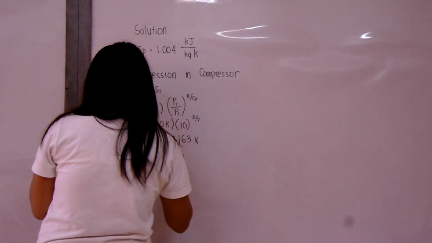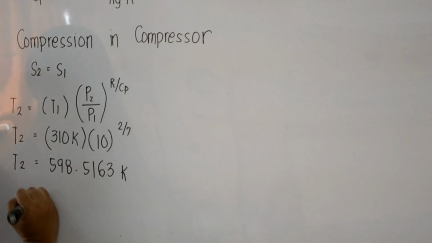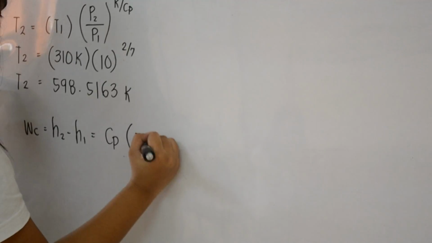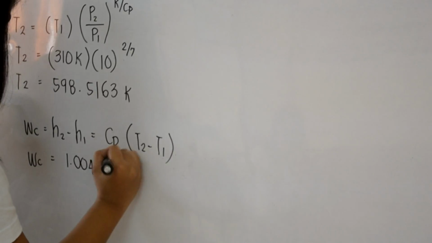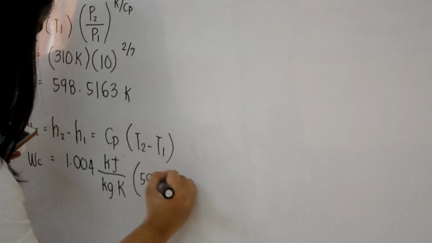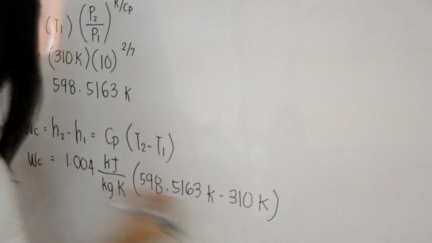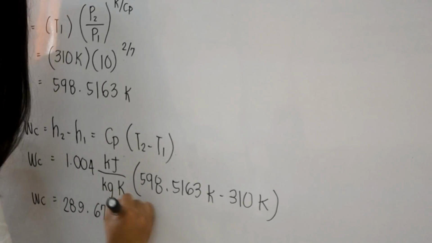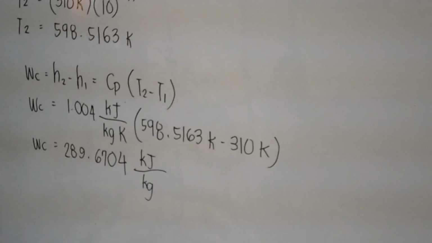Consequently, isentropic work of the compressor can be computed using the formula W sub C, which is equal to delta H, is equal to Cp times the quantity T2 minus T1. Substituting the given to the formula, W sub C is equal to 1.004 kJ per kilogram Kelvin times the quantity 598.5163 Kelvin minus 310 Kelvin. The value of W sub C is equal to 289.6704 kJ per kilogram.